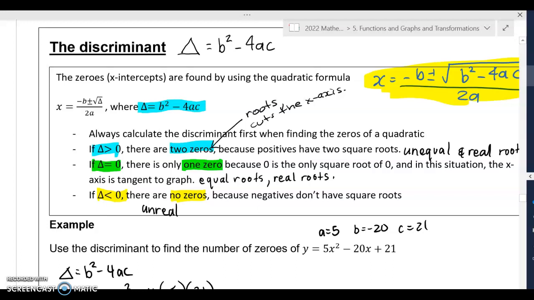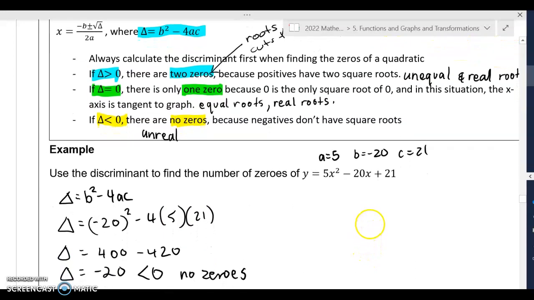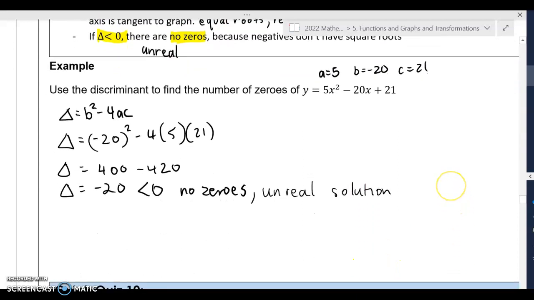Our discriminant, b squared minus 4ac, in it goes: minus 20 squared minus 4 times 5 times 21. Pop that in and we end up with minus 20. Minus 20 is less than 0. Pop up and have a look what happens again. When the discriminant is less than 0, we have no zeros, and we have unreal solutions. We could draw that as well if we wanted, we're not going to do that right now though.